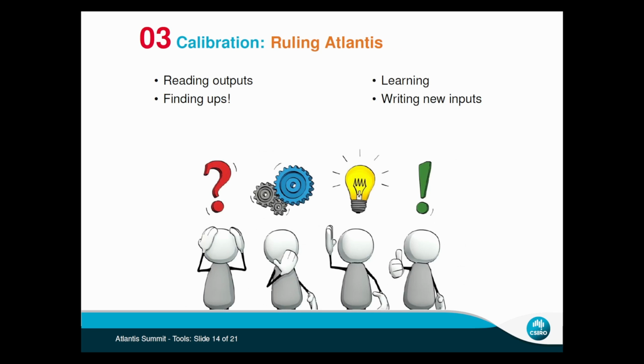Now, in terms of the calibration, we have a few goals. The first one is reading the output and finding the gaps, so where we have the mistakes or what is going wrong in the model. Then we want to learn from that, and then, if possible, write new inputs that we can use during the calibration.